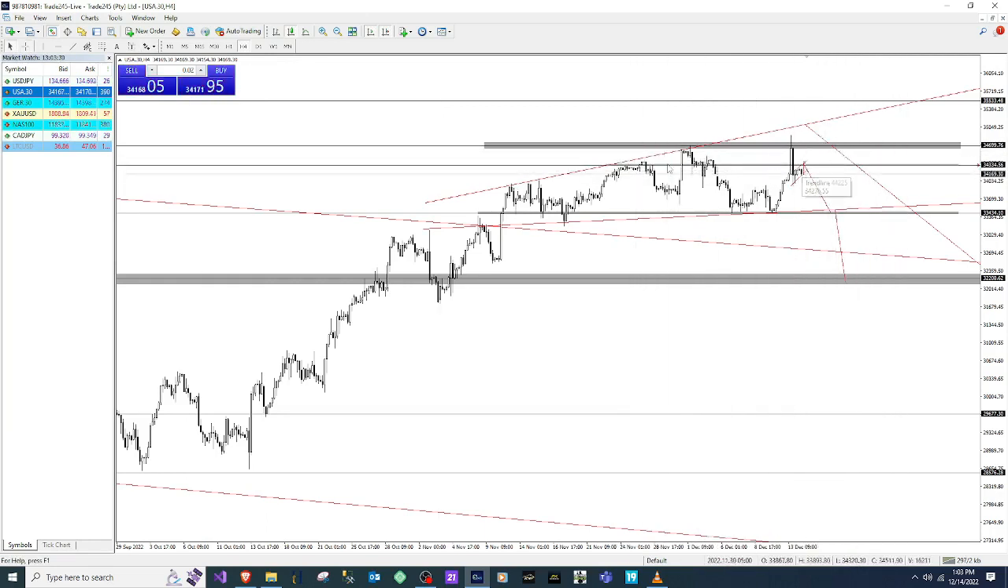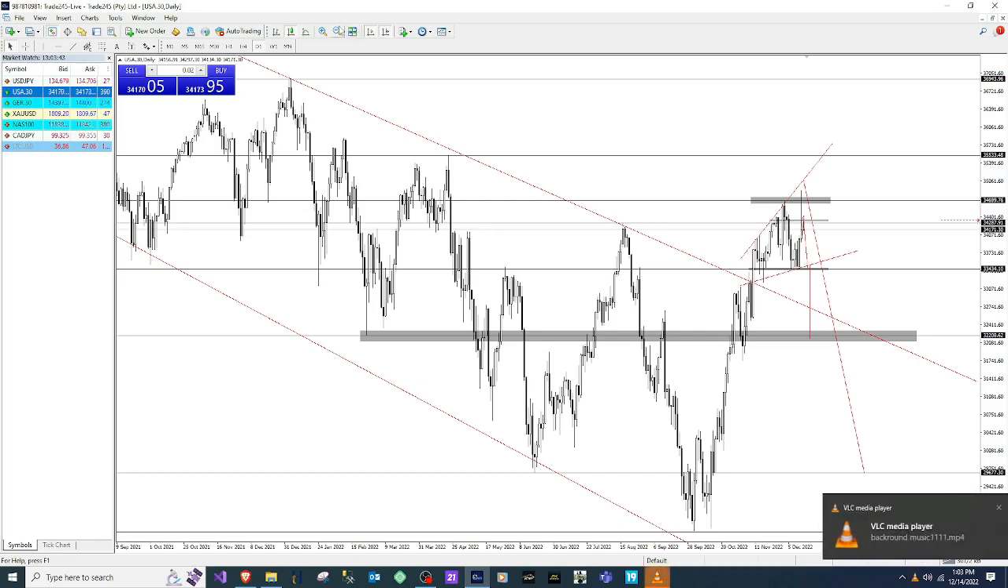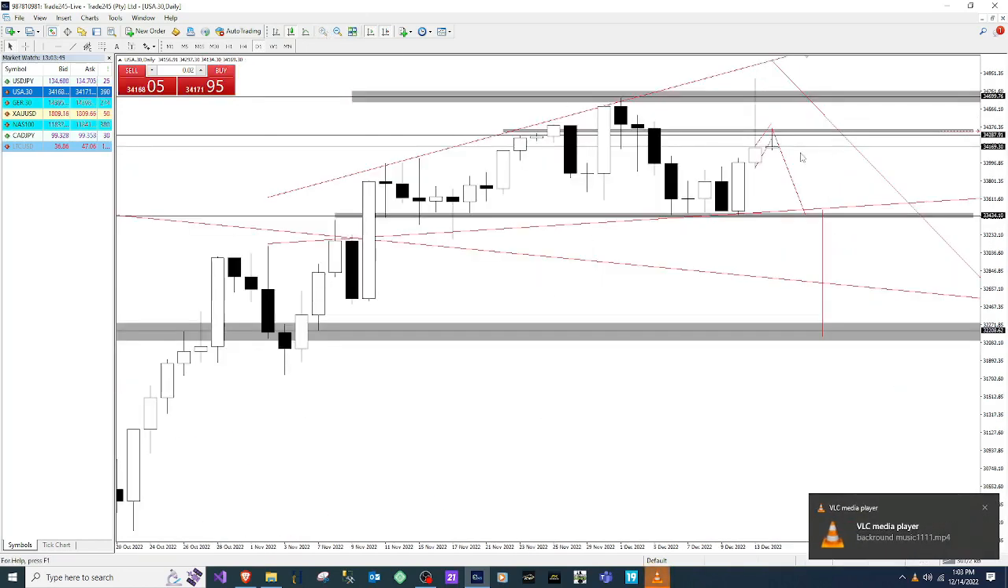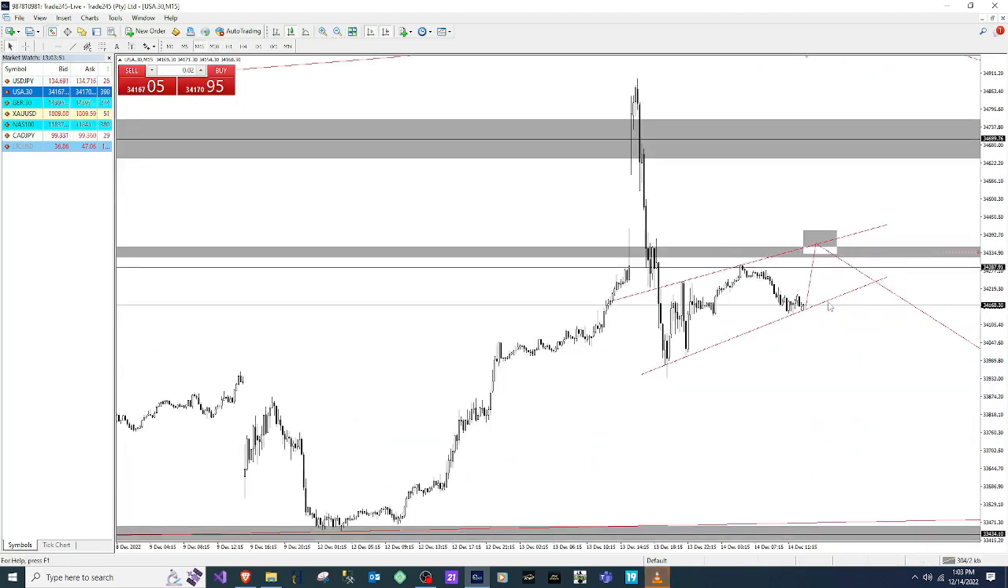Do you remember where this huge level is coming from? If I put it on D1, you will see where the huge level is coming from. Do you see? It's coming from here, guys. Exactly here. I even took it up a little bit. But as you can see, guys, the level is basically here. We are next to that level. Let's take it down a little bit and see.